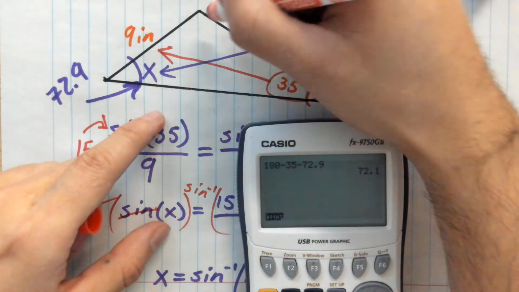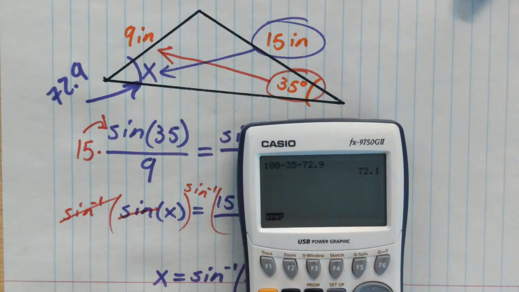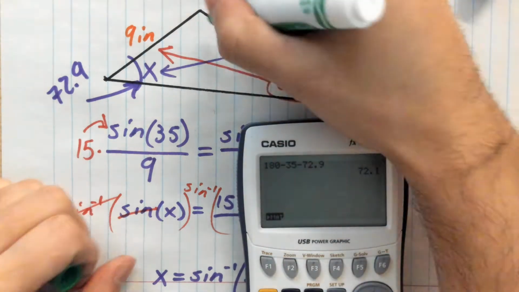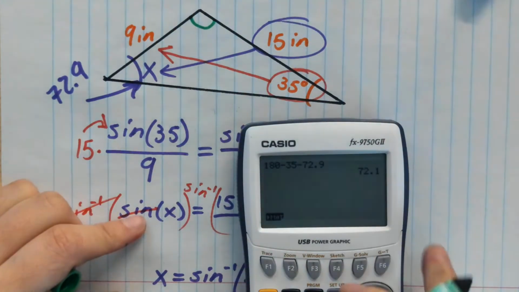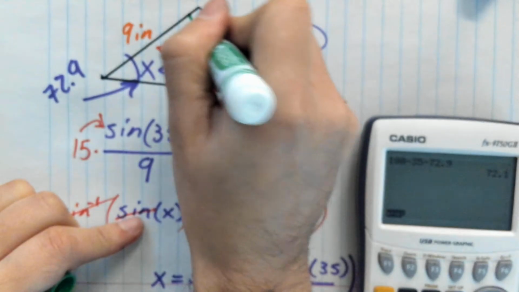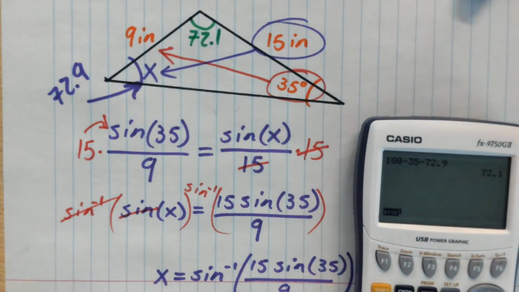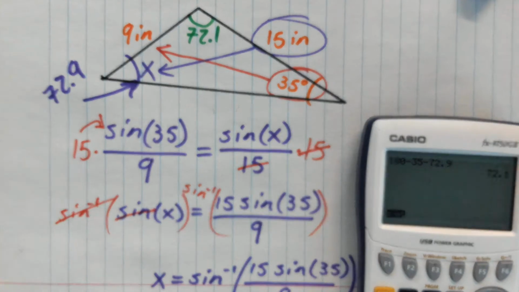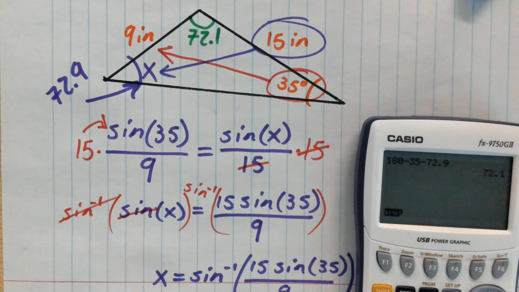This third angle should be 72.1. This angle would be 72.1. Okay, this is one solution.